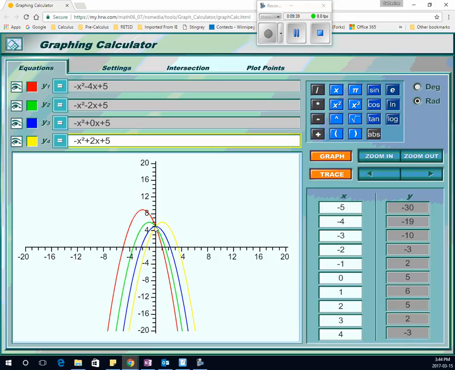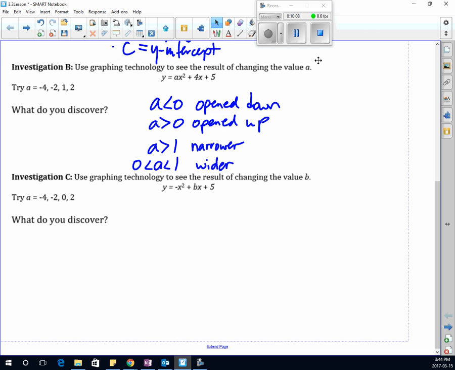You can see that the height of the yellow and the green here, the B is positive 2 versus negative 2. They're the same height, but one's on one side versus the other. You notice the minus 4x is on the minus side, and the plus 2x, I guess, is on the right side. So does that have anything to do with it? So basically, the B is moving it left and right. So let's put that down. The B is shifting left or right.